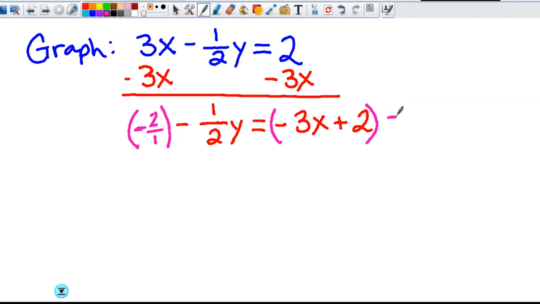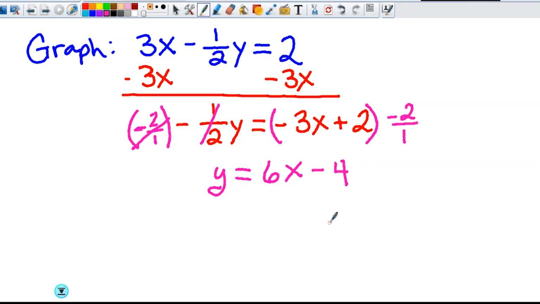So -2/1. The reason we do that is if we multiply both of these, I get a 2 times 1, which is 2 on top, and then a 1 times 2, which is a 2 on bottom. And you know negative times negative is a positive. So those are going to cancel out, and then I'm going to be left with y by itself, which is what I want. Now I'm going to distribute this, and you can think of it as a -2. So I'm going to get -2 times -3x, which is a positive 6x. And then -2 times +2 is -4.